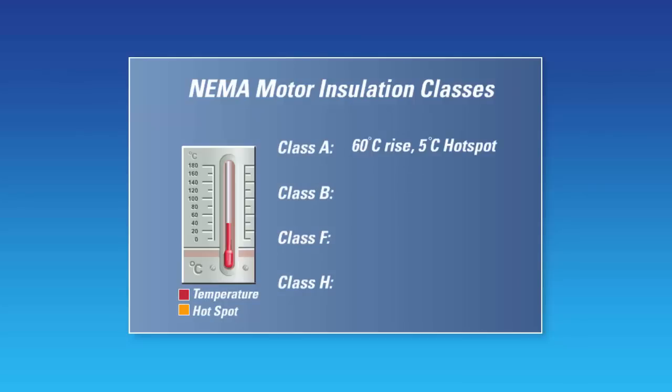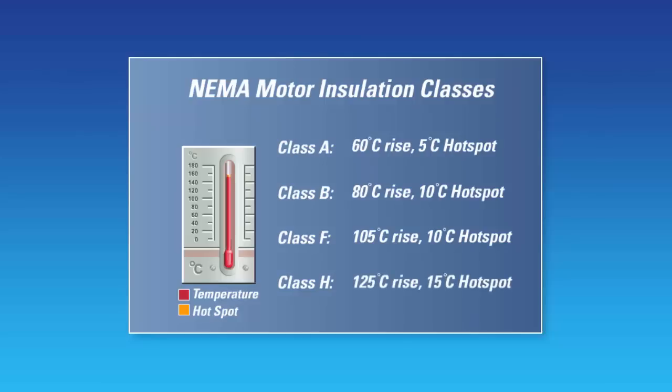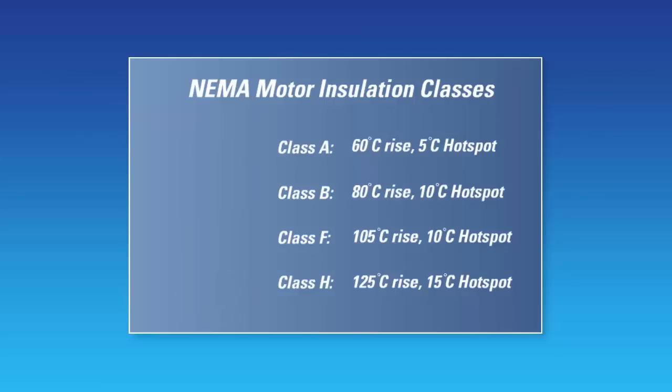For Class A insulation, the maximum rise is 60 degrees Celsius with a hot spot of 5 degrees Celsius. For Class B insulation, the maximum rise is 80 degrees Celsius with a hot spot of 10 degrees Celsius. For Class F insulation, the maximum rise is 105 degrees Celsius with a hot spot of 10 degrees Celsius. And for Class H insulation, the maximum rise is 125 degrees Celsius with a hot spot of 15 degrees Celsius. In the past, Class F insulation was typically called for in most industrial applications, but with the ever-increasing use of variable speed AC drives and the associated heating due to harmonics, Class H insulation is now more commonly specified.